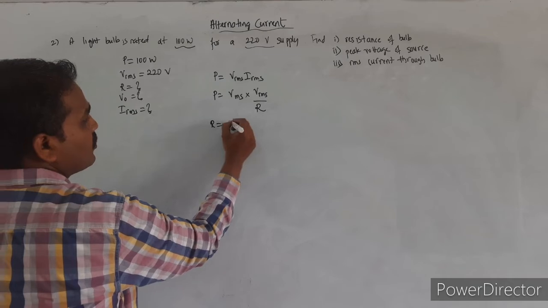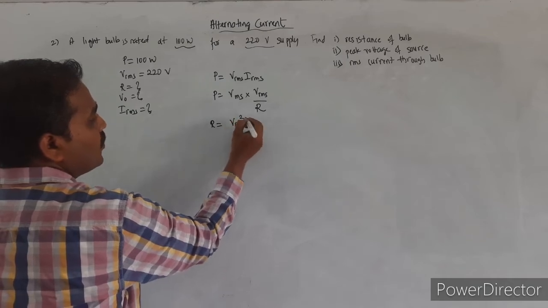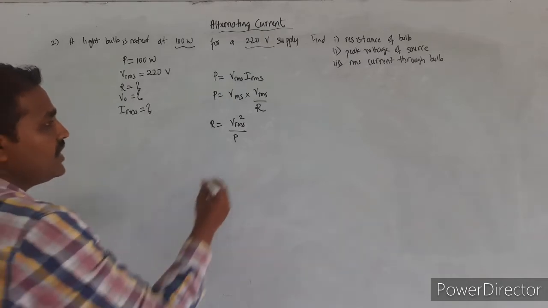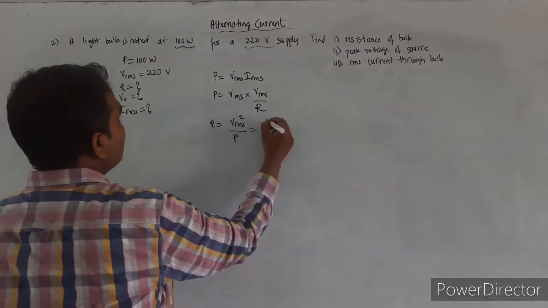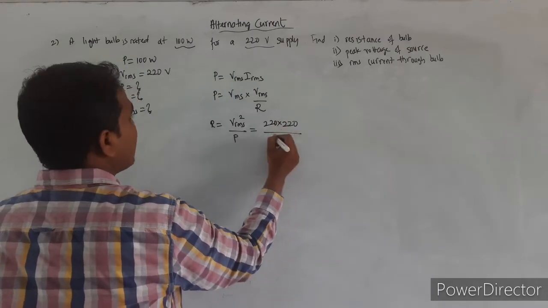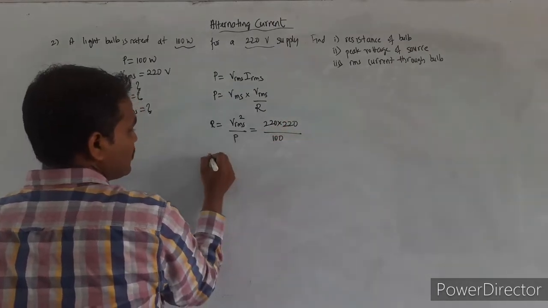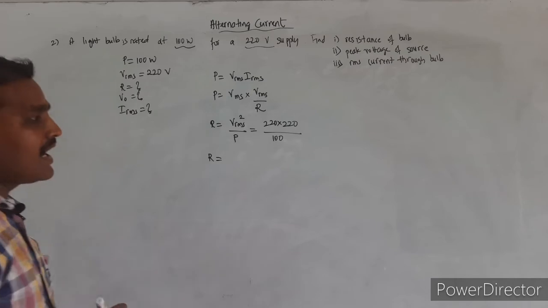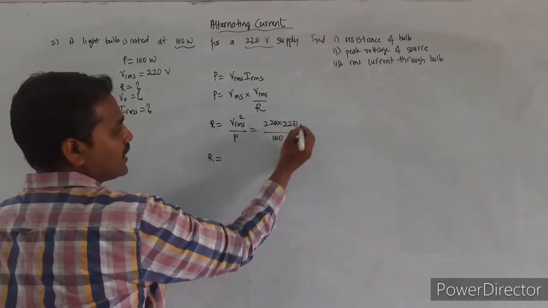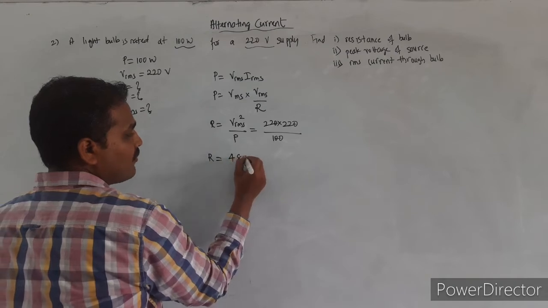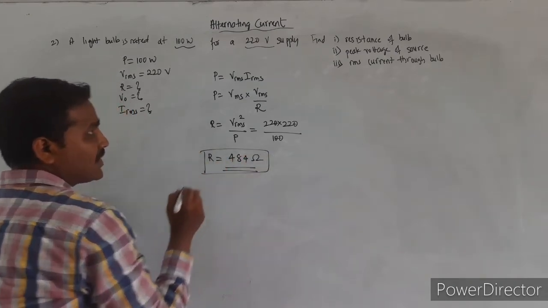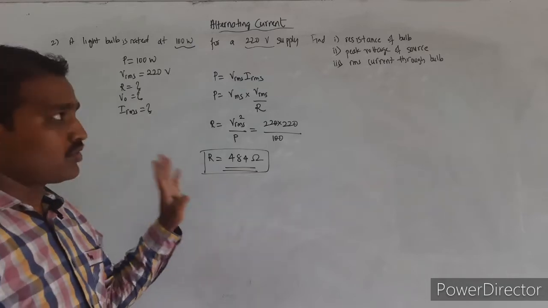So R is equal to VRMS square divided by power. That is equal to 220 into 220 divided by power, which is 100. By simplifying this I get the value of resistance of the bulb. Here the zeros get cancelled. This is equal to 484 ohms. Okay, so this is the first point they have asked to find out.